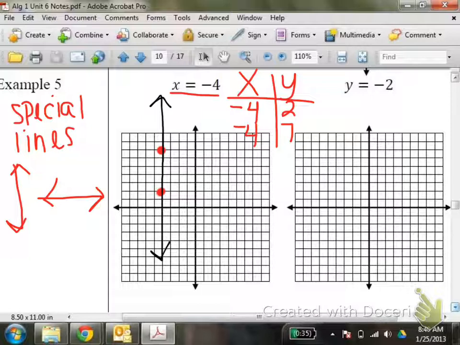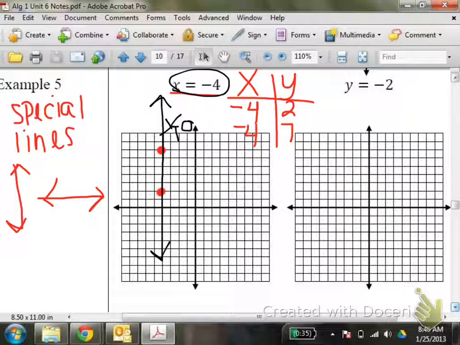What this is telling us, x equals -4. X has to be -4. That's what that equation is telling us. You can pick any y you want because it doesn't tell us anything for y. All it says is x has to be -4. So it's a vertical line. Is this slope 0 or undefined? Undefined because our little man is going to fall off the graph, right?